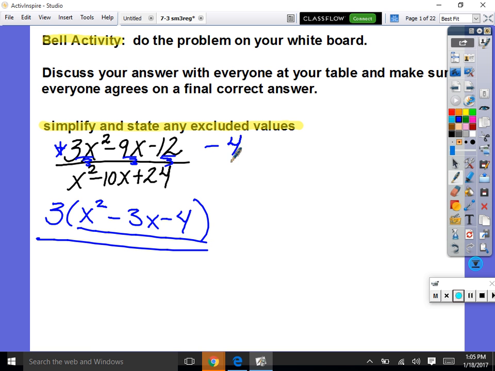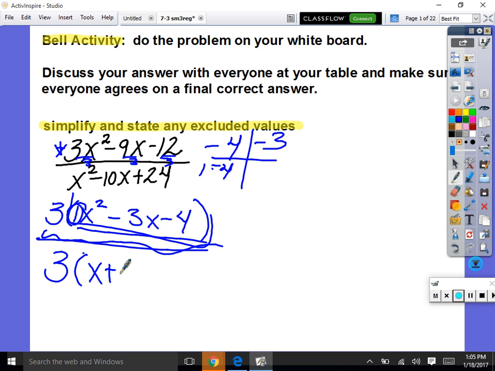Well, it multiplies to be -4, a times c, and adds up to be -3. 1 times 4, which one's negative? Good, can we quick factor it? That's a 1 because we pulled out a 3, so we can quick factor it. So now I'm not going to draw that line. We have a 3, and then this piece factors to be x plus 1, x minus 4.